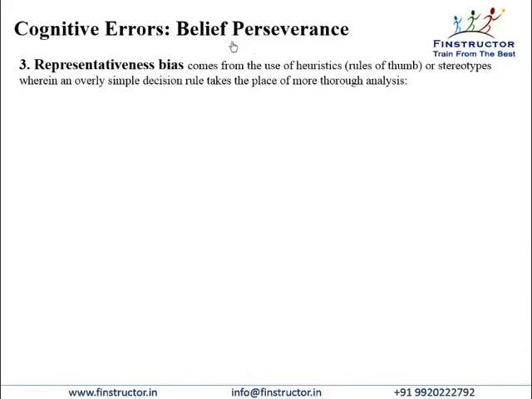Another interesting belief perseverance cognitive bias is called representativeness. This comes from the use of heuristics. Heuristics are rules of thumb that investors derive from their experience. As they trade every day, as they spend more time in the markets, they become biased or develop some stereotypes. For example, IT stocks are good, or pharma stocks are good investments, or growth companies outperform value stocks, etc.